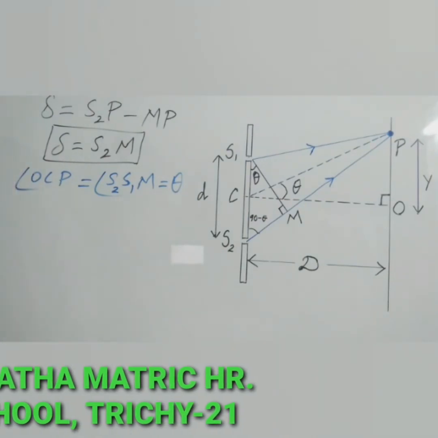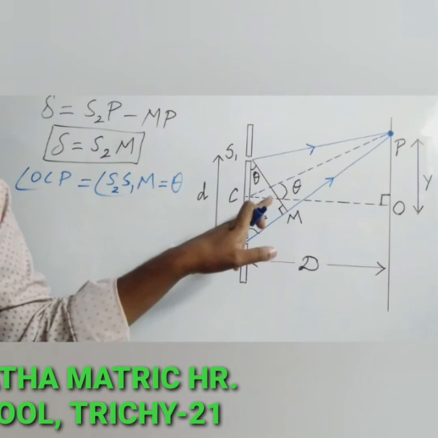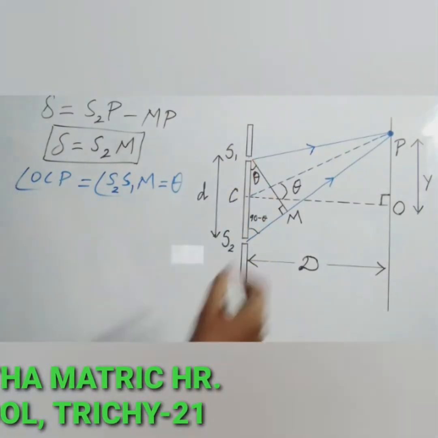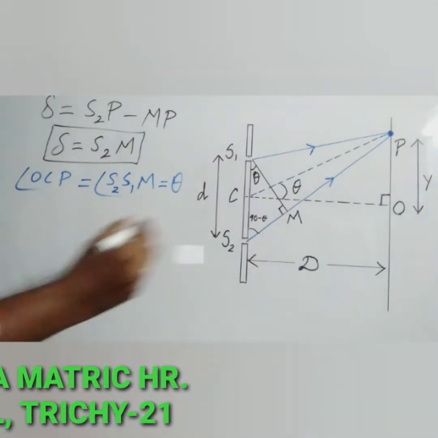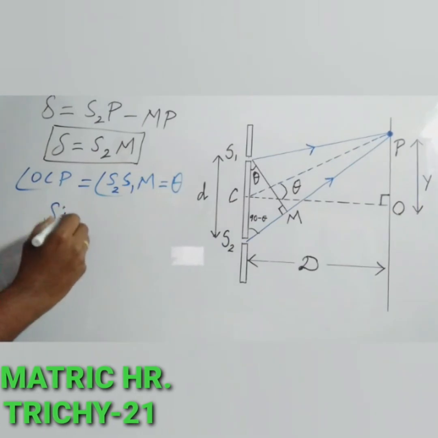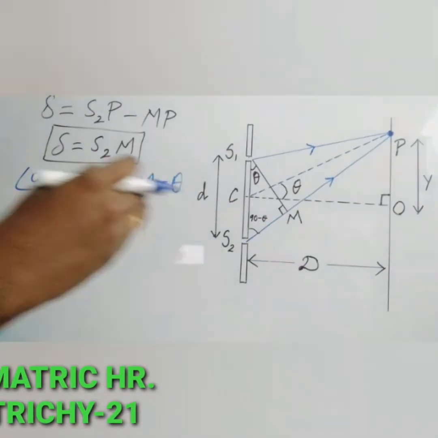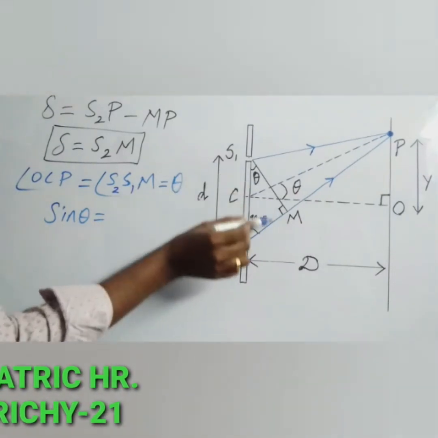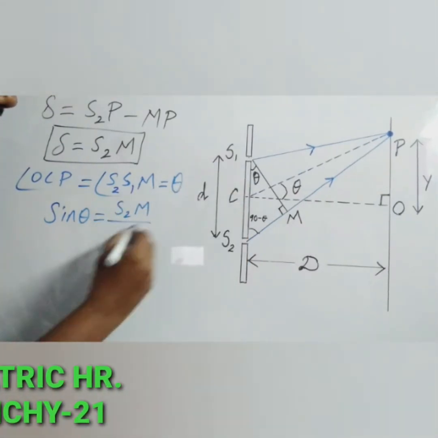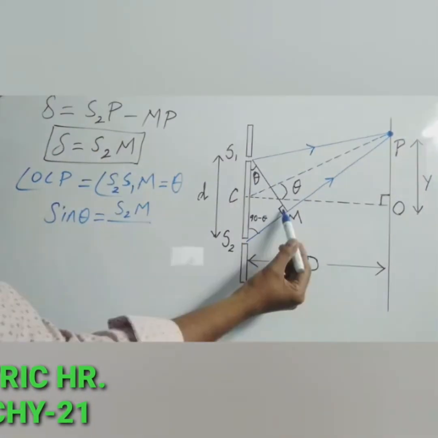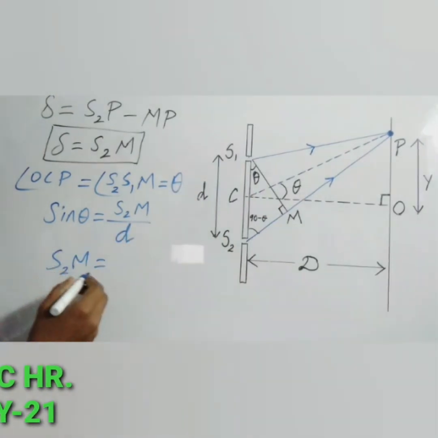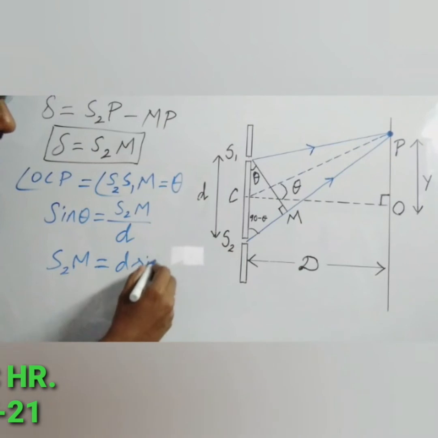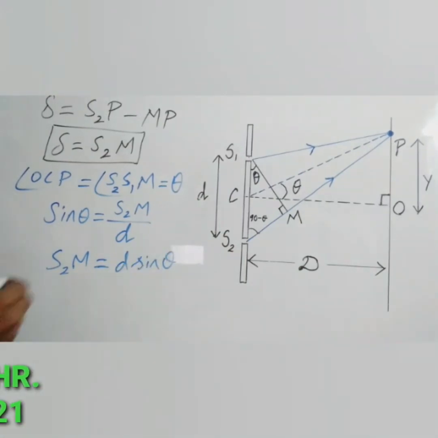In the right angle triangle S1S2M, the path difference can be found easily. What is the path difference? S2M has to be found. So in this right angle triangle, I have to find sin theta. What is the formula for sin theta? Opposite side by hypotenuse. So what is the opposite side to the theta? S2M. What is the hypotenuse? Opposite side of the 90 degrees, that is small d. We can rearrange: S2M is equal to d sin theta. So S2M is nothing but the path difference delta.